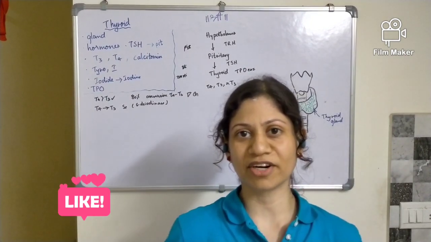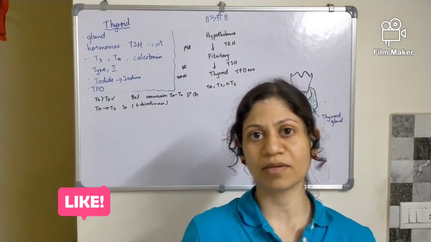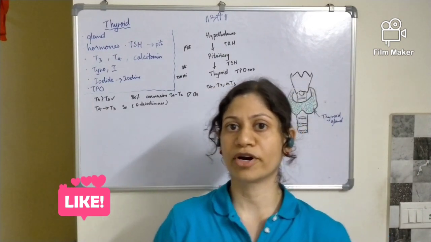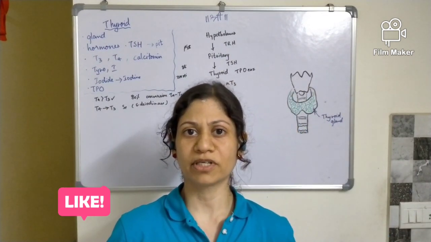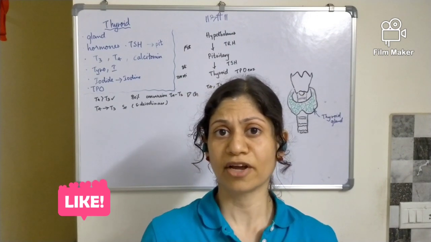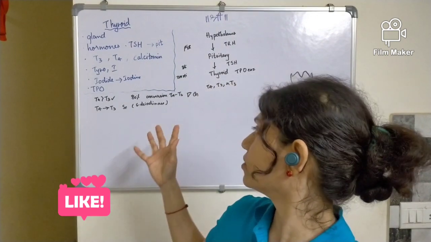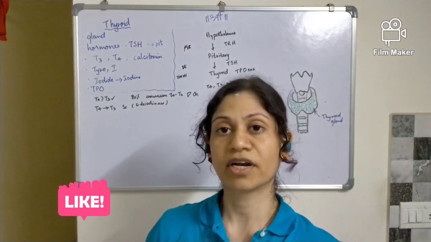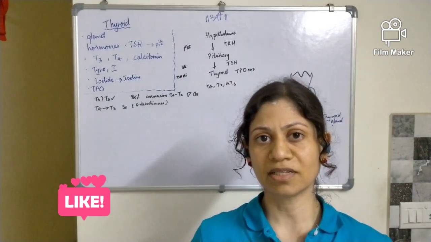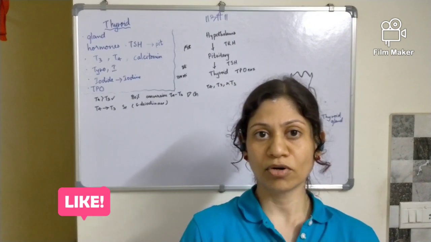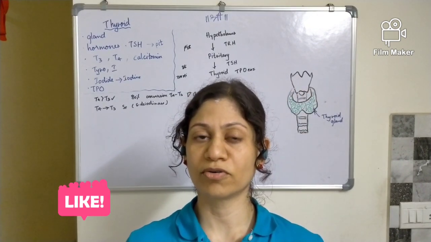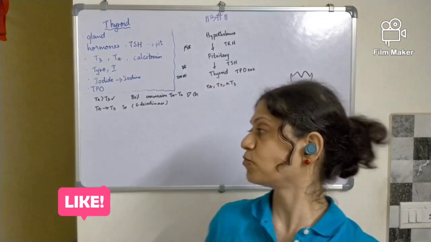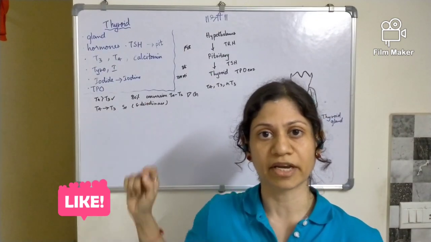T4 is a major secretory product and T3 is the metabolically active form. T3, although it is produced in the thyroid gland, about 80 to 85% of it is produced outside the thyroid gland, that is in the liver and kidney. But this T4 to T3 conversion requires selenium, that is a micronutrient, because selenium is responsible for producing 5-deiodinase. This is an enzyme that is required for the conversion of T4 to T3.